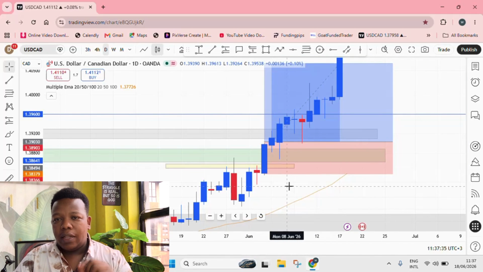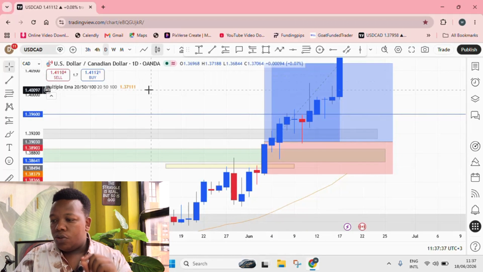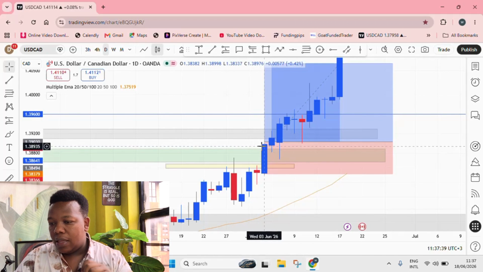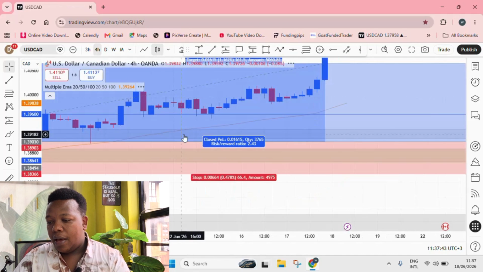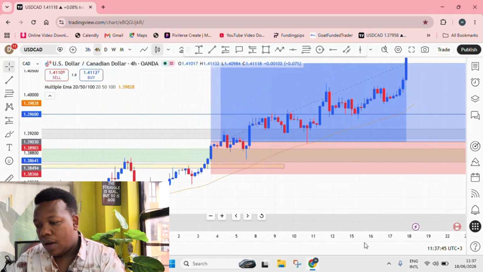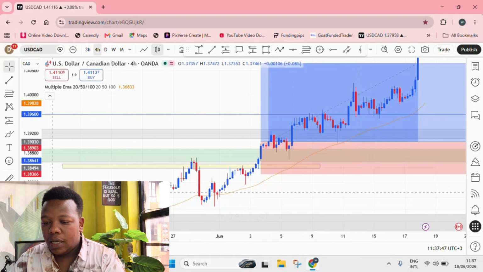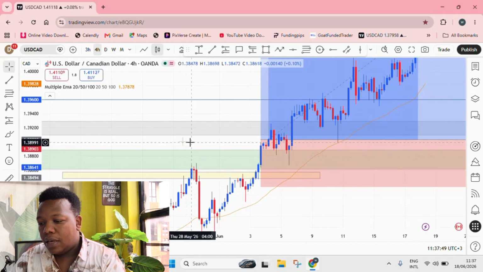So it's very, very important that you get to understand that. After I get to see that daily time frame, now I get to narrow down to the 4 hour time frame, and this is where the magic usually gets to happen. And remember, I usually get to take my trades at the 4 hour time frame.